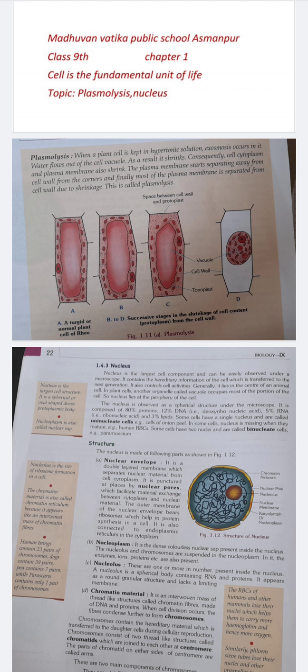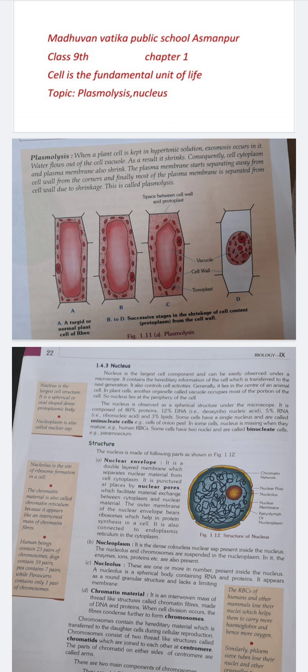Generally, it lies in the center of the animal cell, but in the plant cell, it is at an acentric position. What is the meaning of the acentric position? It means that it is not present at the center of the cell, because in the plant cell at the center a very large vacuole is present, covering most of the portion of the plant cell. So the nucleus is at the peripheral position.